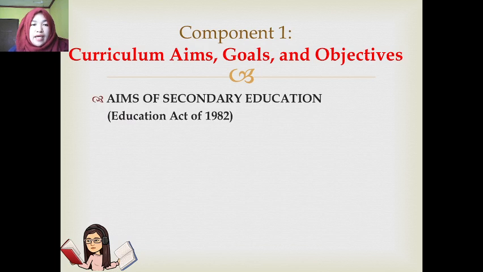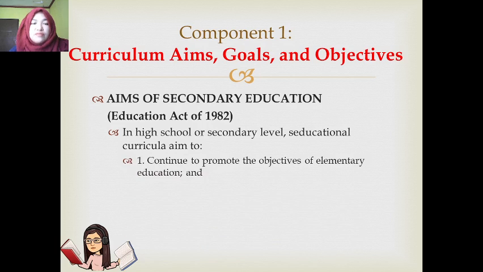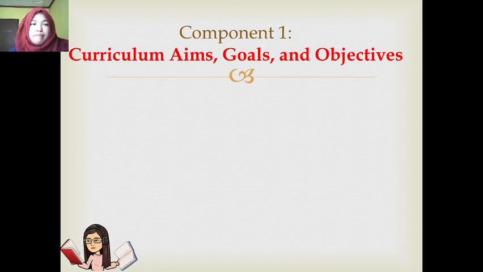So, aims of secondary education. Again, that is based on the Education Act of 1982. So in high school or secondary level, educational curricula aim to continue to promote the objectives of elementary education and discover and enhance the different aptitudes and interests of students in order to equip them with skills for productive endeavor and/or to prepare them for tertiary schooling.